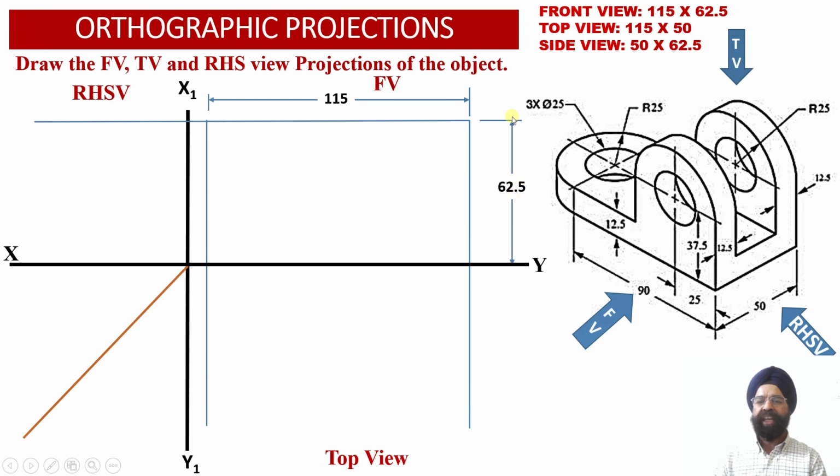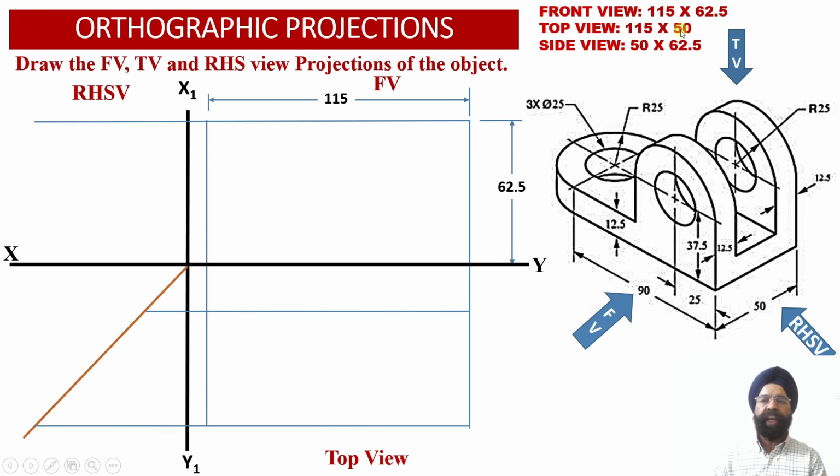So now at a height of 62.5 millimeter above the XY reference line, we have drawn a horizontal projector line into the front view projections, and we have extended this horizontal projector line into the right hand side view projections. Now we know that the top view face corresponding to this solid is going to measure 115 millimeter by 50 millimeter. So now we have already obtained the width of the solid equal to 115 millimeter.